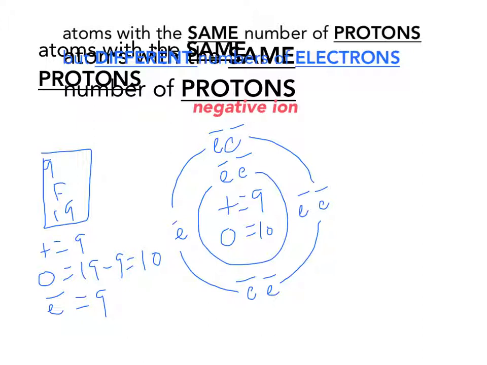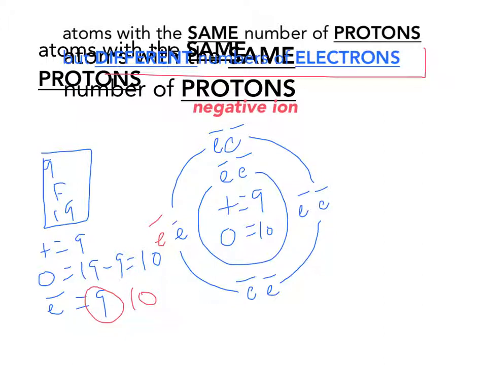And what happens is this fluorine atom really wants another electron. It wants it so that it has a complete outer shell. That's what will make it feel more stable or make it better. Well, what happens is it actually gains an electron. So now fluorine doesn't have 9 electrons, it has 10. So that's how we get this different number of electrons thing up here.